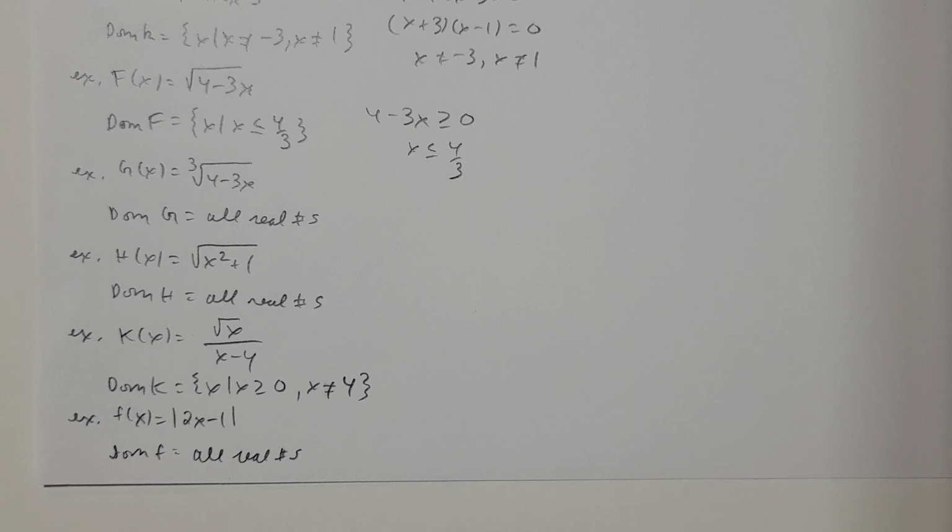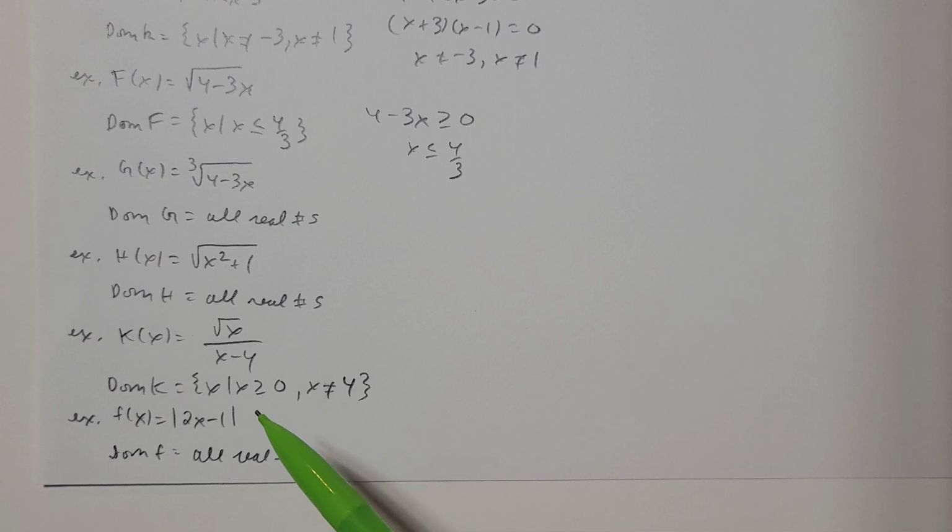So there are only two things that we're looking for with domain. The first thing is that you can't divide by 0. The second thing is that you don't want a negative underneath the square root sign. Here's another example. What if I have k of x equals the square root of x divided by x minus 4? Well, x can't be 4, because that's going to create 0 in the denominator. Also, x can't be a negative because of the square root of x up top. So I just need to say both of those things.